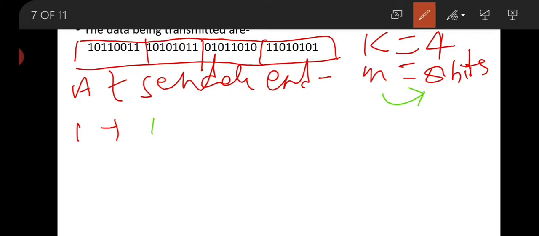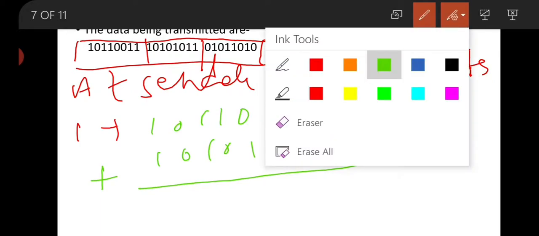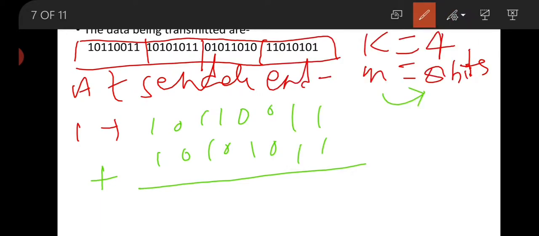Now take 1 0 1 1 0 0 1 1. The second one is 1 0 1 0 1 0 1 1. Now we are going to add these. I hope you are aware of binary addition. Now take the result: 1 plus 1 is 0.